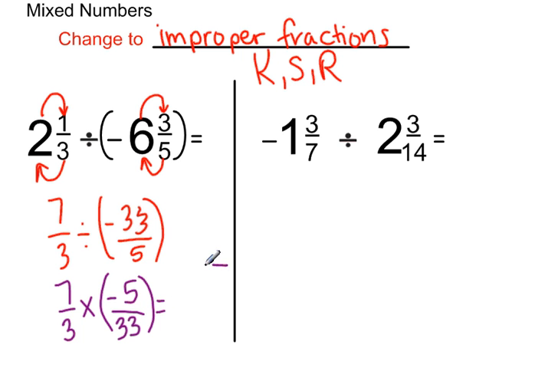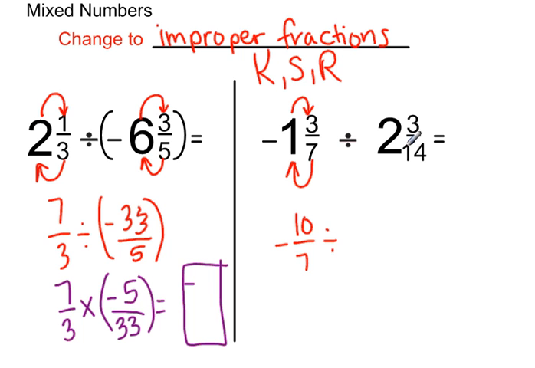Then I can finish this. I'd like you to finish this, please, on your notes. I can see that the answer is going to be negative because there's only 1. I'm going to go ahead and change these into improper fractions, and I'm going to ask you to finish this problem on your own. 7 times 1 is 7, plus 3 is 10 over 7. That's a negative, it just comes straight down. This is going to be 14 times 2, 28, plus 3, 31, and the denominator stays the same, 14.